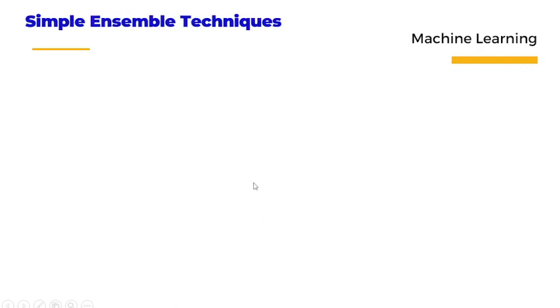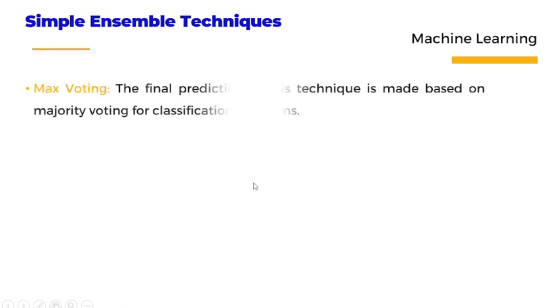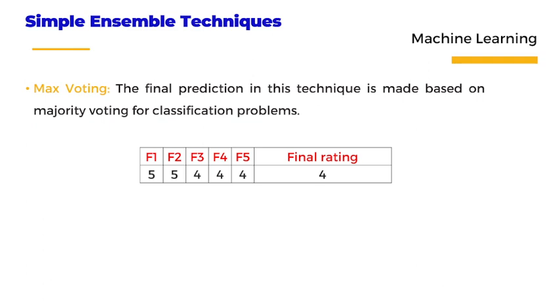Now we will look at simple ensemble learning techniques. The first one is max voting. The max voting method is generally used for classification problems. In this technique, multiple models are used to make predictions for each data point. The prediction by each model is considered a vote, and the prediction which we get from the majority of the models is called the final prediction or the final rating.